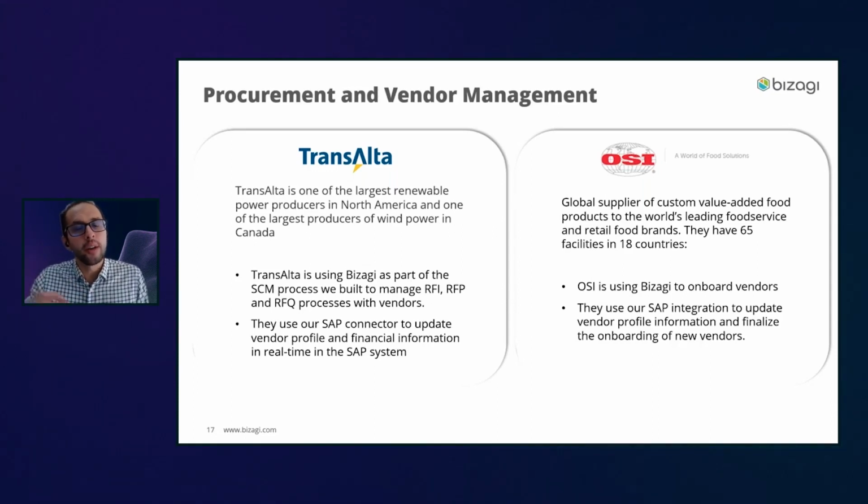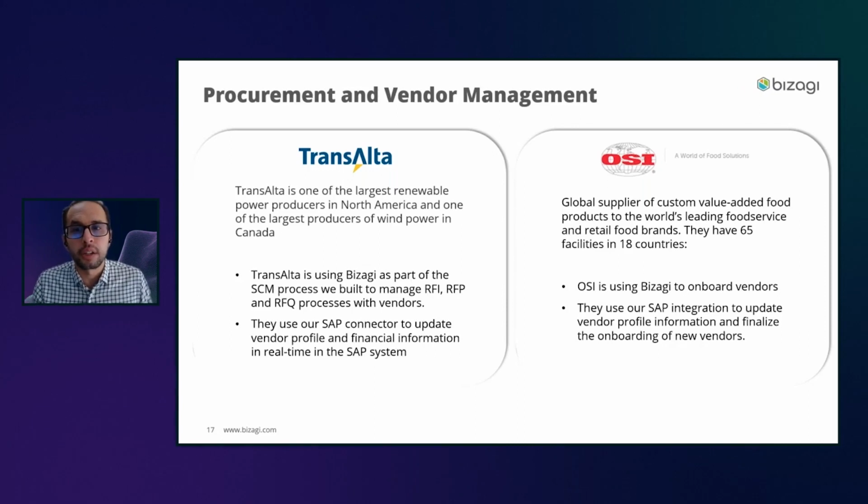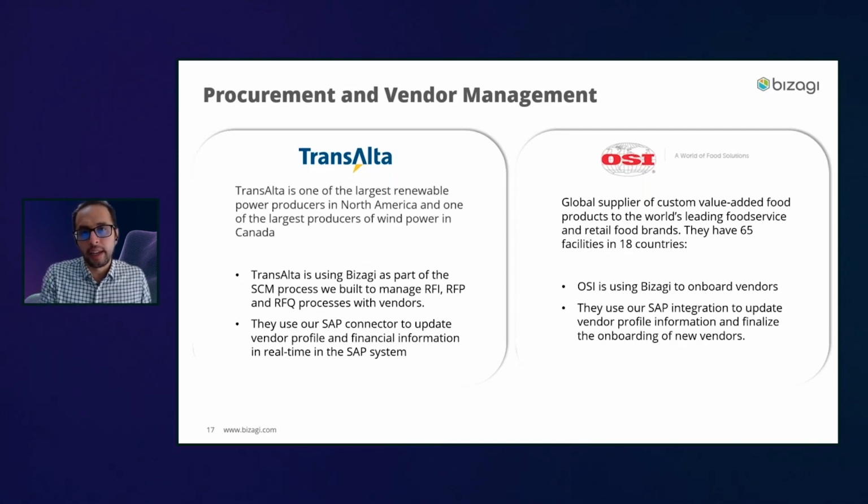On the other hand, we have another example that is OSI. This is a global supplier of custom value-added food. They are located in 18 different countries and have facilities in 65 different locations. And they decided to start using Bizagi for one really important and relevant process for them, which was everything in terms of the onboarding of new vendors.